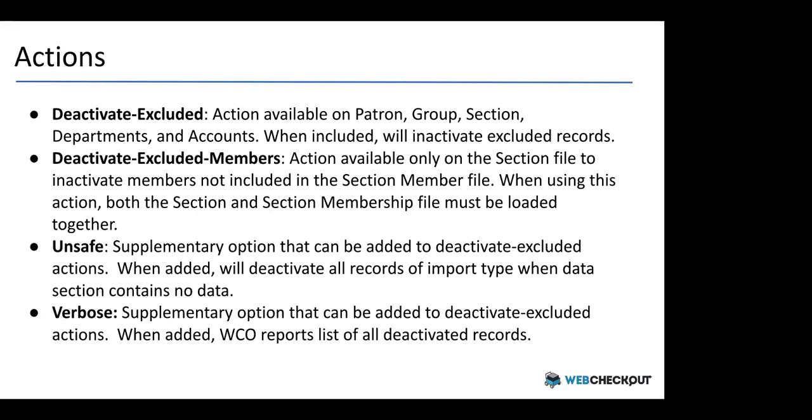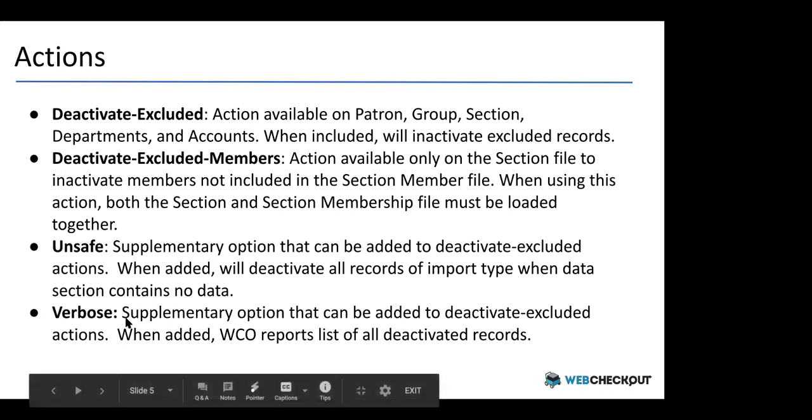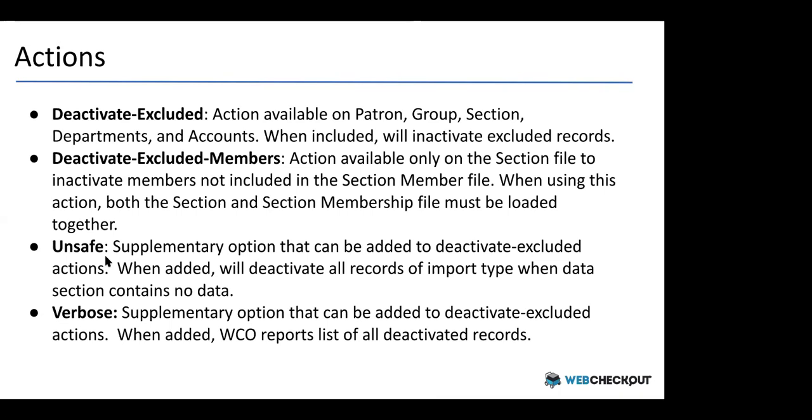There are also two supplementary action options, which can be used in addition to these deactivate actions. The supplementary options are unsafe and verbose. Unsafe, when added to the file, will allow deactivation of all patrons, groups, sections, and members when the import file includes no data in the data section. Our general recommendation with unsafe is to only include it if your institution inactivates all patrons, groups, sections, or section members periodically and no active records are on the file.